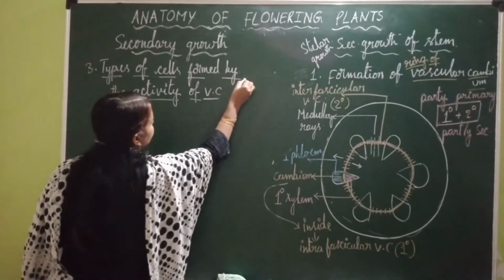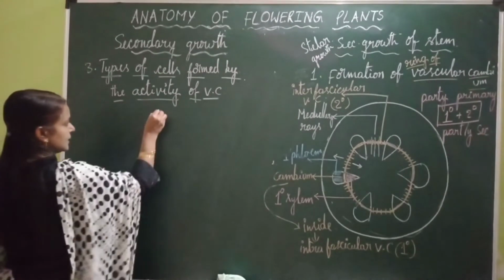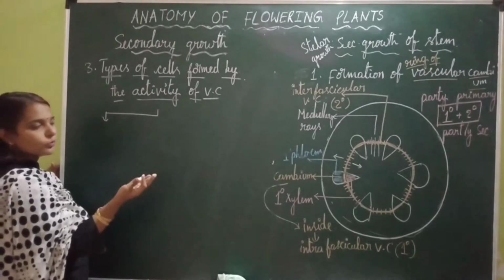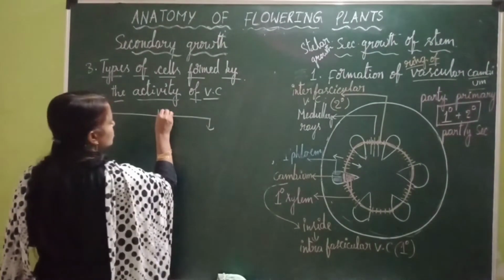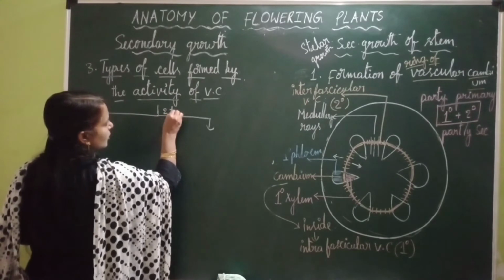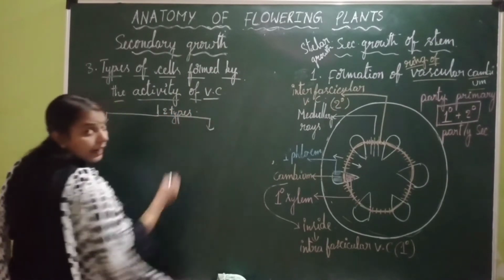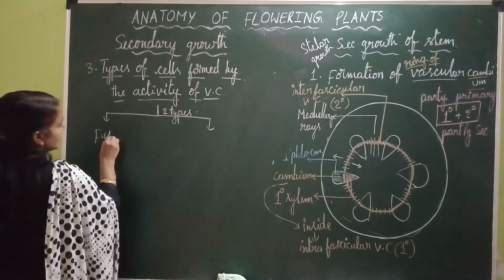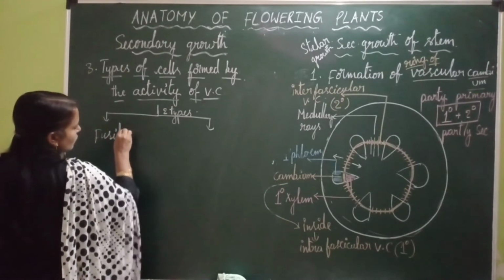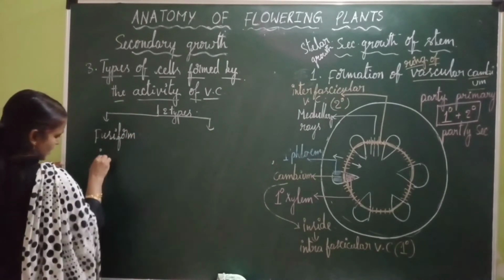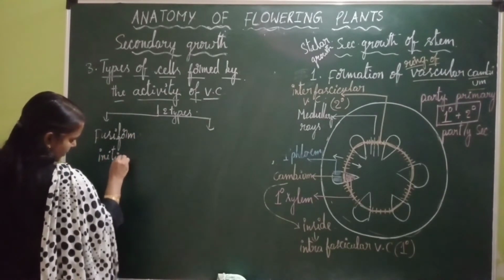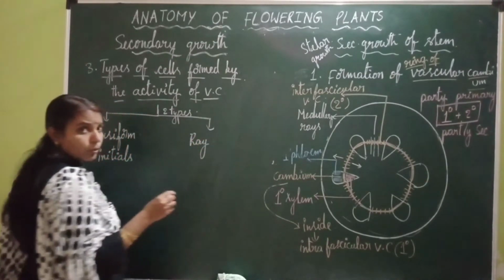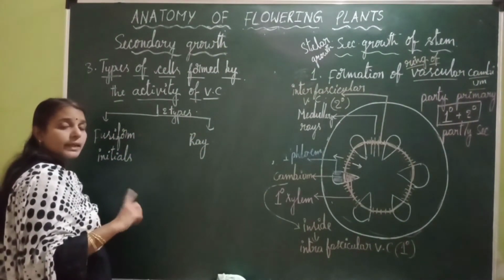So, this vascular cambium forms two types of cells, towards the outer side and even towards the inner side. Those two types of cells are ray initials and fusiform initials. So, both types of cells are formed towards the outer side and the inner side.